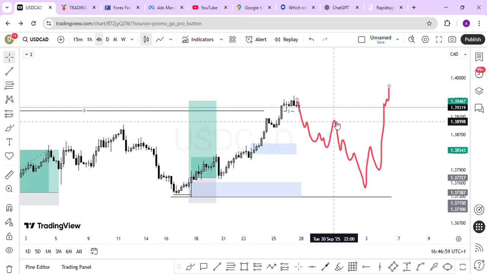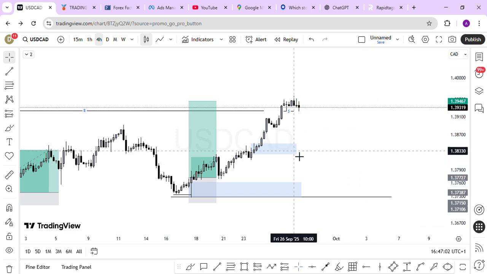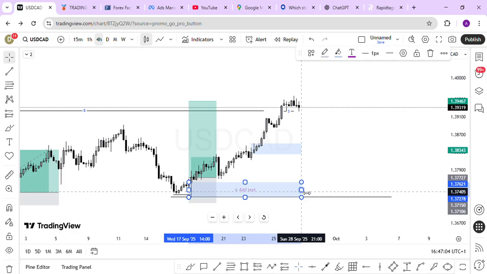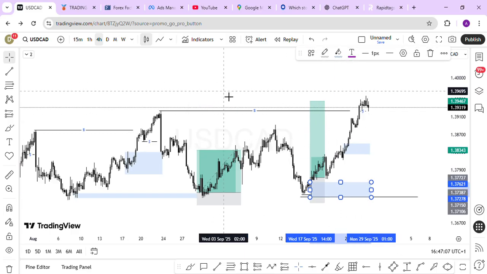These are the scenarios that I will be positioning for, and I will be waiting for market to do its thing. So this is the top-down analysis of USD CAD.